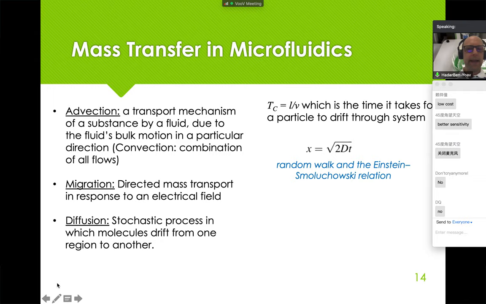And we have diffusion, the last type of mass transfer, which is due to a stochastic process, where the molecules drift from one region, where you have a lot of molecules, into another region which has a lower concentration of the molecules. And X, called the random walk, is the length that the molecule, the particle, passed due to diffusion. It's defined by the Einstein-Smoluchowski relation, and it depends on the square root of the diffusion coefficient and the time. So remember that the distance that the particle passes in diffusion is related to the square root of the time.